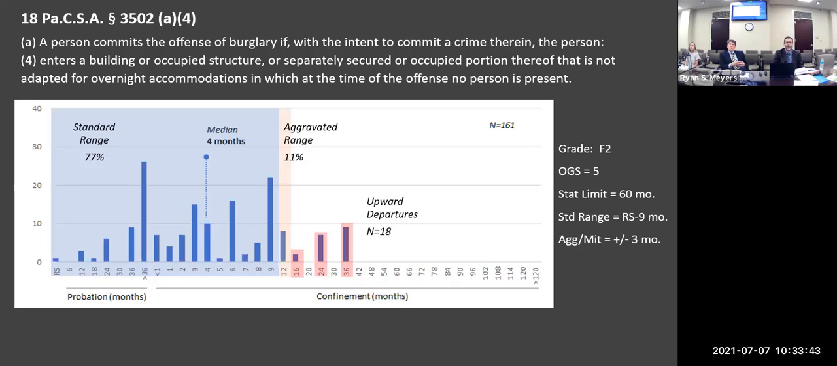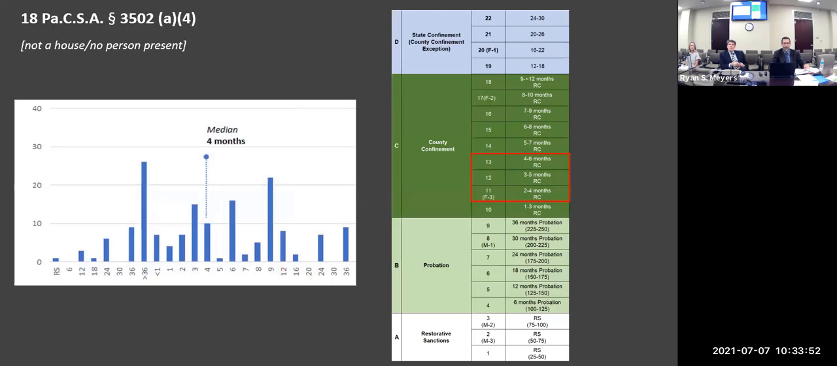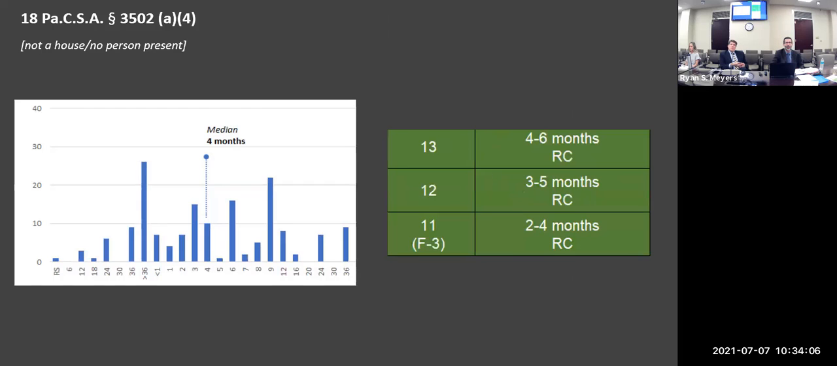And then we see a few upward departures of sentences that are 16, 24, or 36 months in duration. So as a next step, we take this median and begin to think how we would plug it into our new matrix. We're looking here at OGS 11, 12, and 13 in our level C. To make it easier to see, I just blew up those 3 cells.